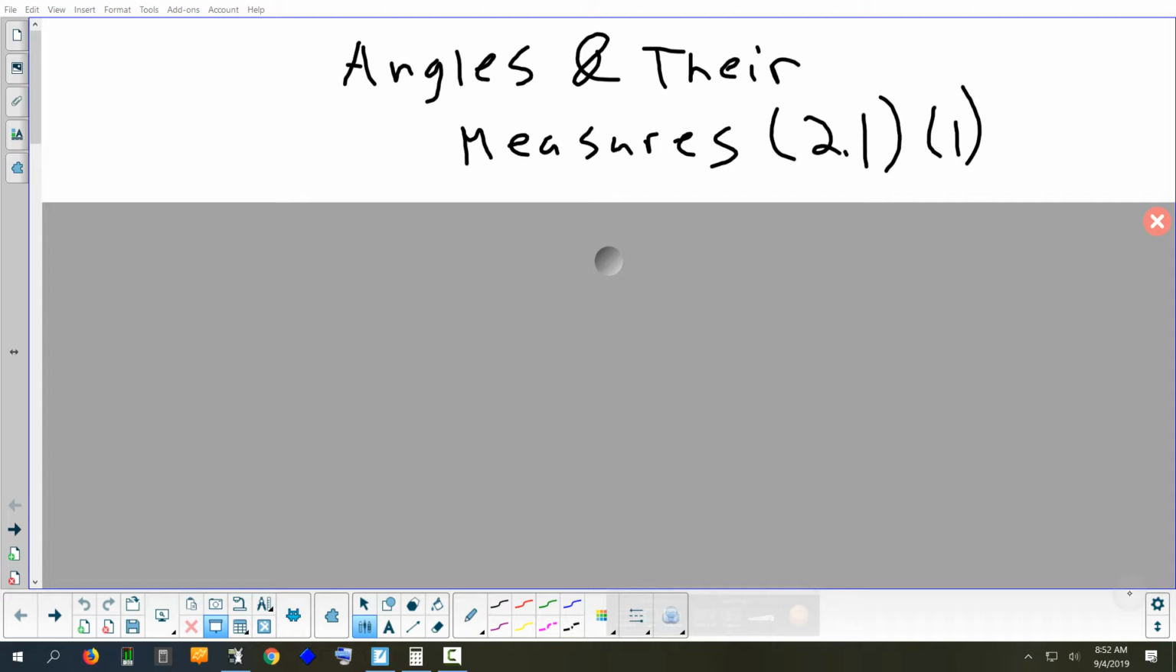So the first part of section 2.1 basically talks about how we measure an angle. What's an angle and how you measure it. Most people are probably familiar with degrees, but there's another unit that you can use. Does anybody know the other way you can measure an angle besides degrees?